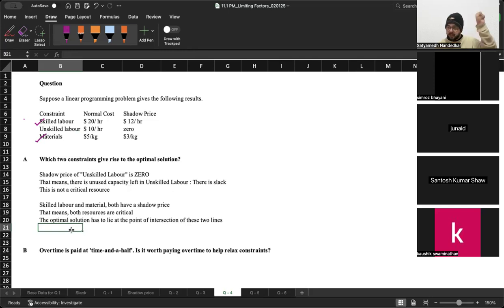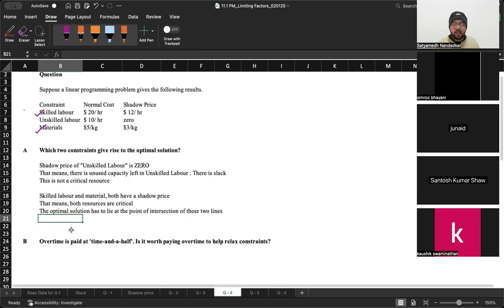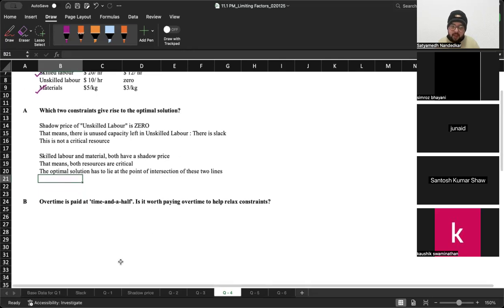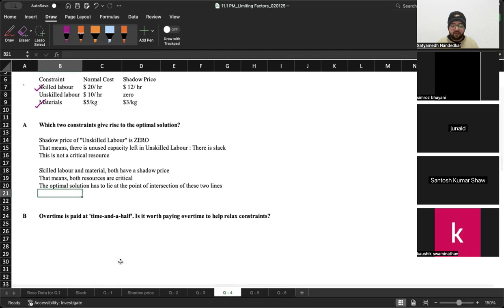स्किल लेबर एंड मटेरियल का जो लाइन आप ड्रॉ करेंगे, उसके पॉइंट ऑफ इंटरसेक्शन पे यू विल गेट द ऑप्टिमल सॉल्यूशन. ठीक है, सो दिस इज द फर्स्ट पार्ट. सेकंड पार्ट इज ओवर टाइम इज पेड एट टाइम एंड अ हाफ. Is it worth paying overtime to help relax the constraint? What is the current rate per hour?